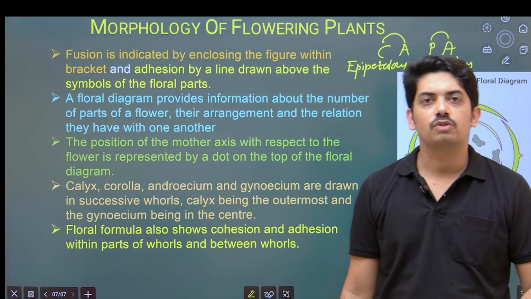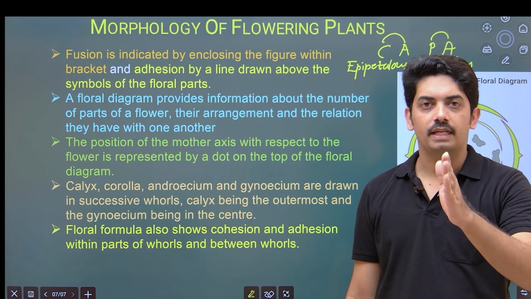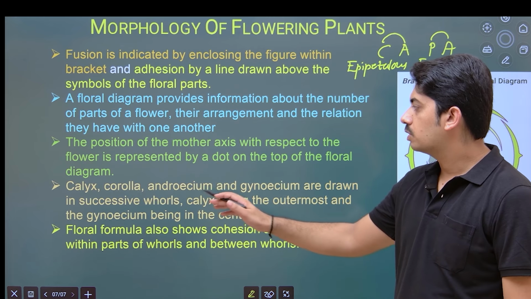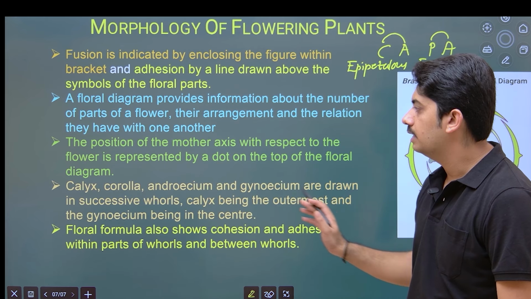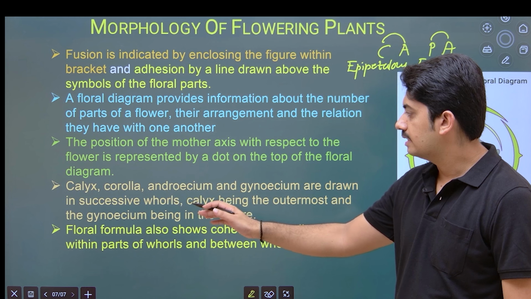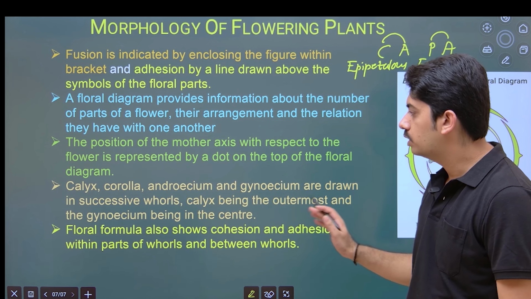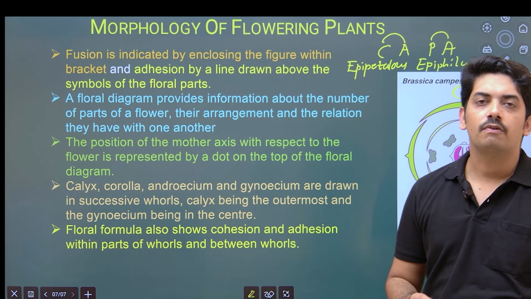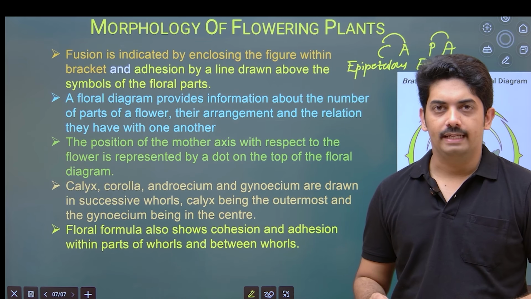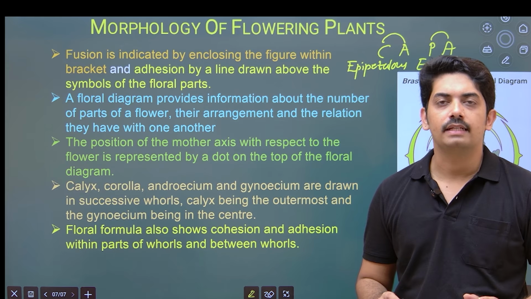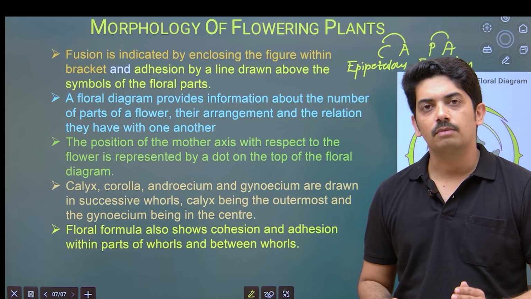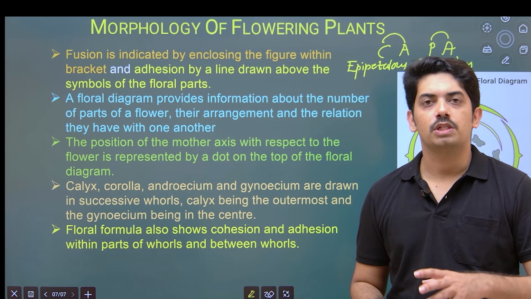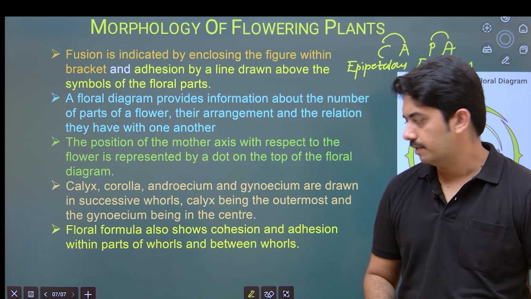What it indicates actually is that the flowers are not perpendicular, they are twisted. Okay, so calyx, corolla, androecium and gynoecium are drawn in successive whorls, calyx being the outermost and gynoecium being in the center. So this is the way of drawing the floral diagram. You cannot randomly write it. There should be a sequence. Outermost one is calyx, inner to that is corolla, and next androecium, and the central one is gynoecium.